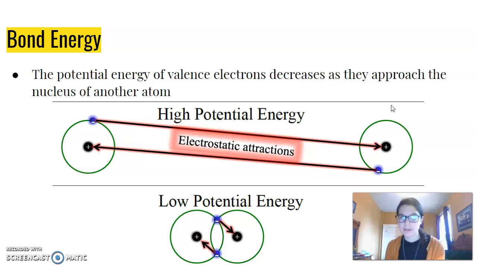So with bond energy, the potential energy decreases as attractions between nuclei and valence electrons pull the nuclei closer together. So the energy that is lost releases heat during the formation of a bond, and the energy lost during the formation of the bond is equal to the energy required to break the bond.